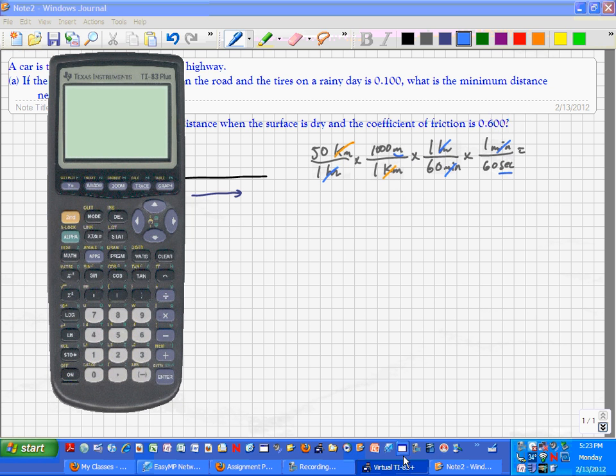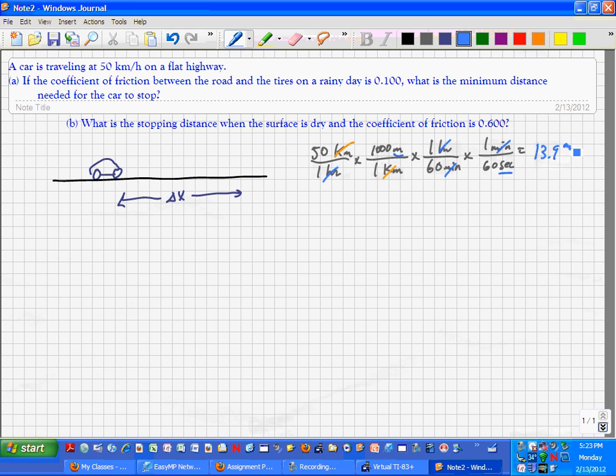So now we can go ahead and take a calculator and calculate this. I've got 50 times 1,000. Enter. Now divided by 60. Hit enter, and then divided by 60 again. Hit enter, and we get 13.9 meters per second. All right, so that's going to be more useful. That is my initial velocity. So V0 is equal to 13.9 meters per second. It's a stopping distance, so that means that V final is going to be equal to 0.